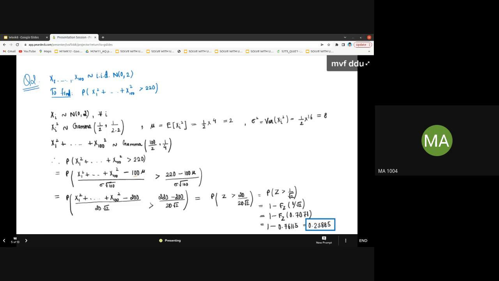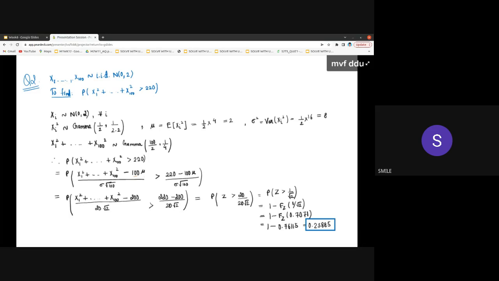everything will be given. Sir, if we have F_Z of 0.70, and if F_Z of some larger number is there, suppose F_Z of 4 point something, should we put it directly as 1? That is what someone asked, right? More than 3.5 or 3.6, the answer will almost be equal to 1.